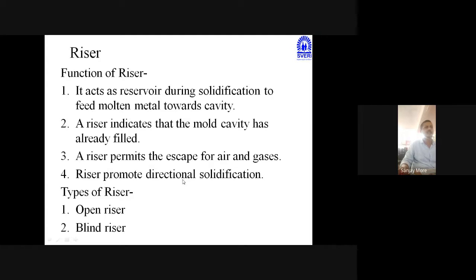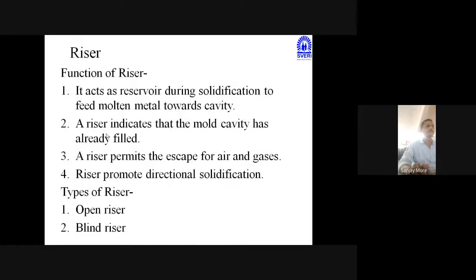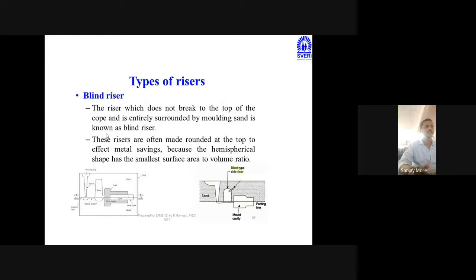Then the riser promotes directional solidification. Liquid molten metal is poured here and the extra material is removed this way. So solidification starts on the riser side, and after solidifying this, the other side solidifies. Then the types of riser: open riser and blind riser.